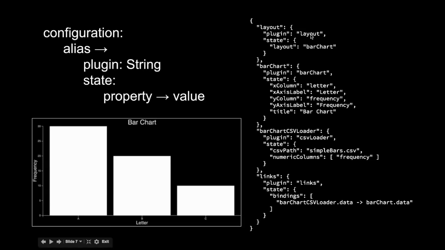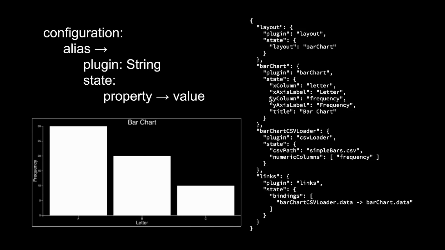So the naming is a little confusing. This is the plugin name. This is the alias of the component. And a lot of the times they'll be the same. But if you want to have multiple components that use the same plugin, then the aliases will have to be different. So yeah, the plugin string tells Chiasm which plugin to load. And then there's a state property on each alias. And that state is property value mappings, like key value pairs that specify the state of the component.